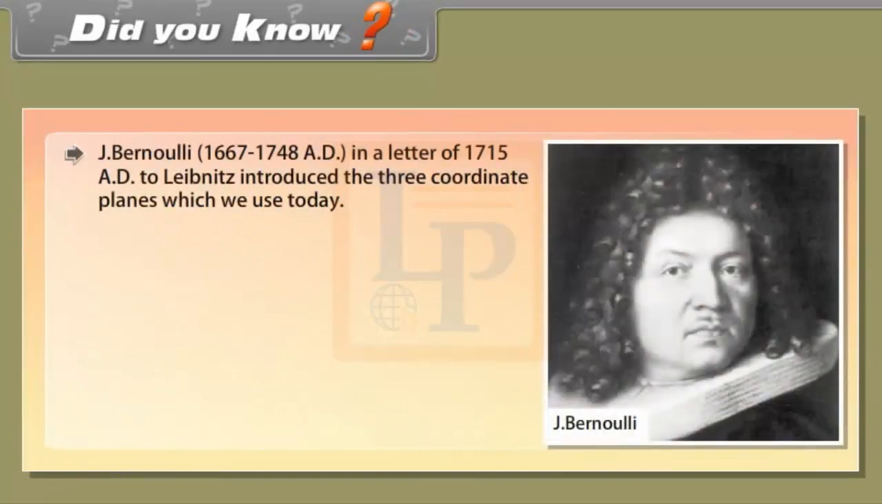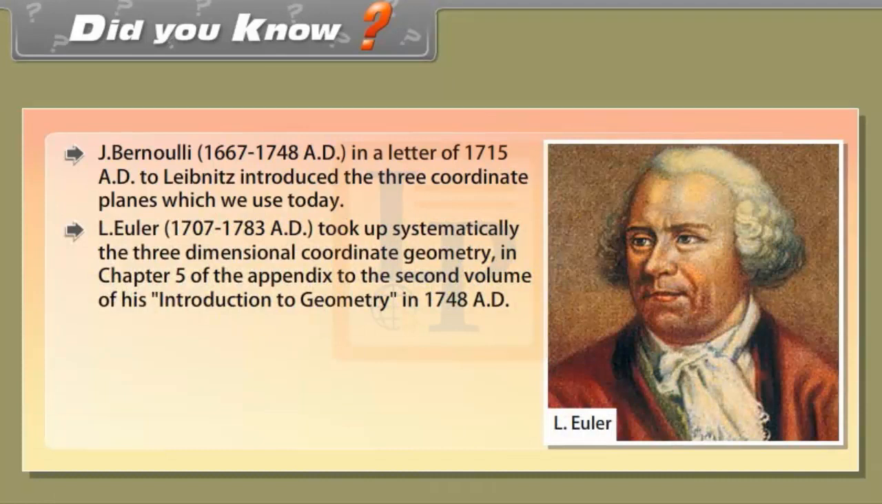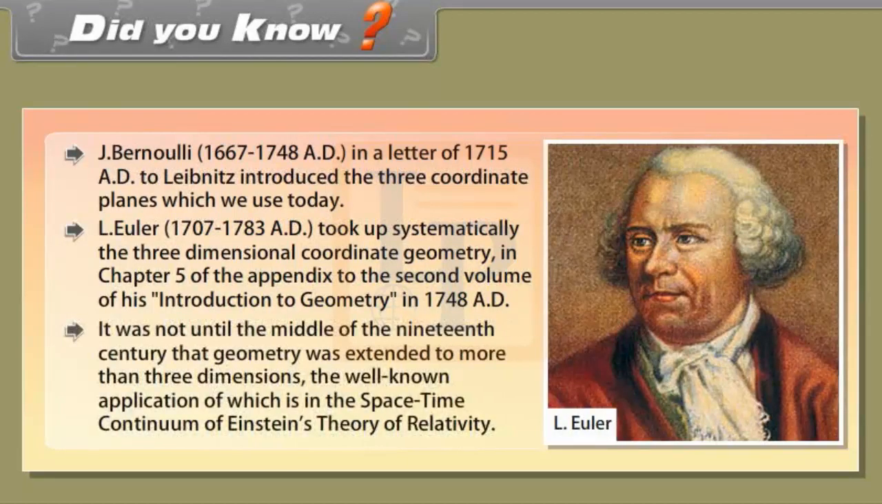Did you know? J. Bernoulli, in a letter of 1715 AD to Leibniz, introduced the three coordinate planes which we use today. L. Euler took up systematically the three-dimensional coordinate geometry in Chapter 5 of the appendix to the second volume of his Introduction to Geometry in 1748 AD. It was not until the middle of the 19th century that geometry was extended to more than three dimensions, the well-known application of which is in the space-time continuum of Einstein's theory of relativity.